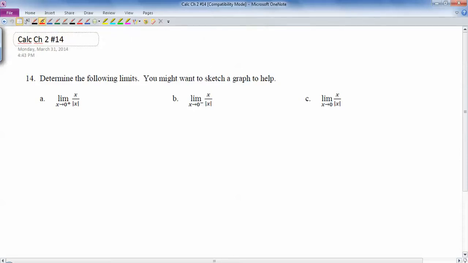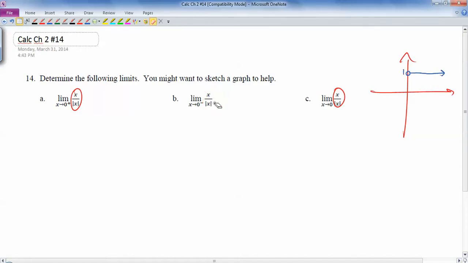Okay, so let's figure out these limits here. Notice they all use the same function, x over absolute value of x. So if we draw a quick graph of that, if x is positive, then I've just got a positive number divided by itself. So that always means if x is positive, that I always get 1. So that looks like this, at 1.